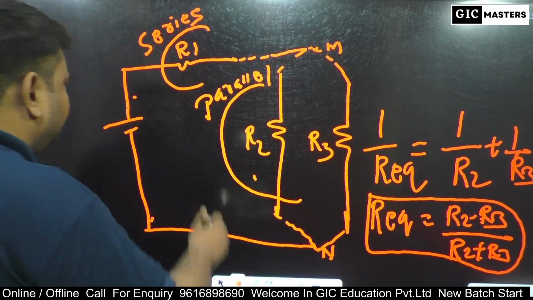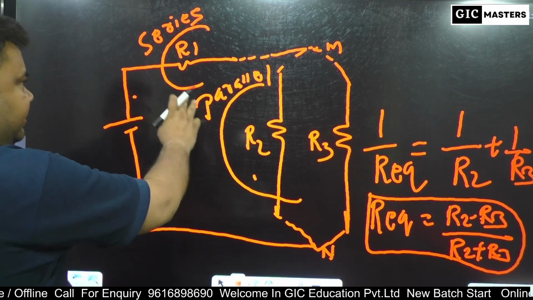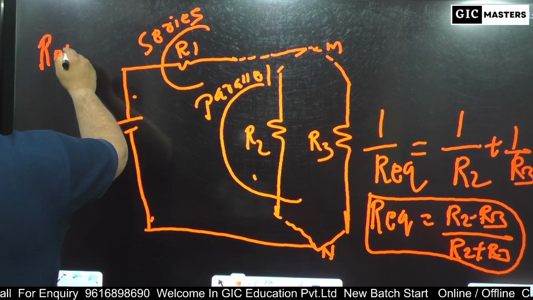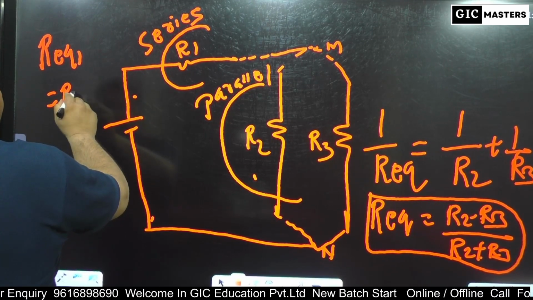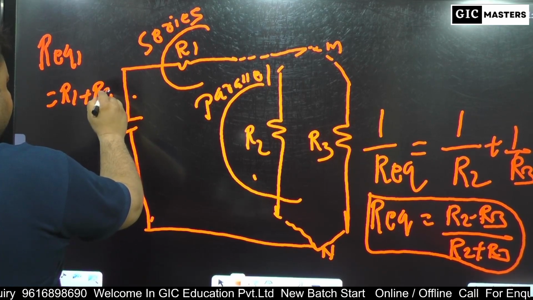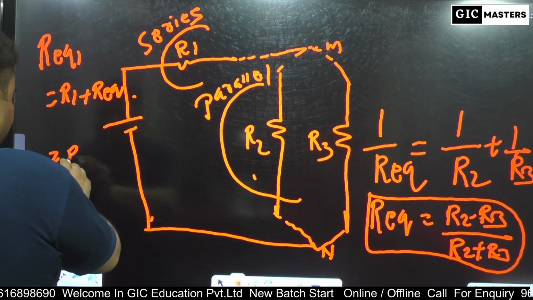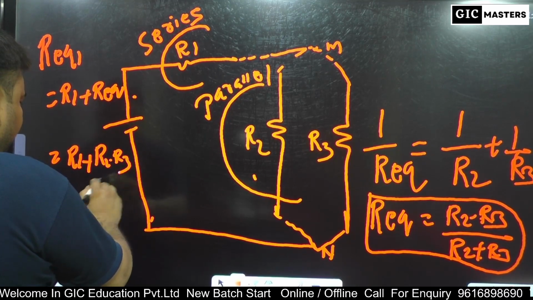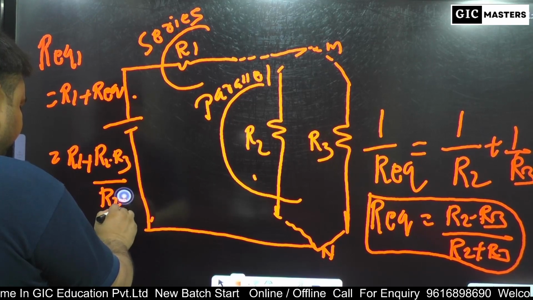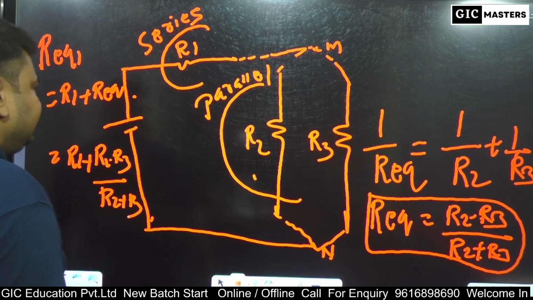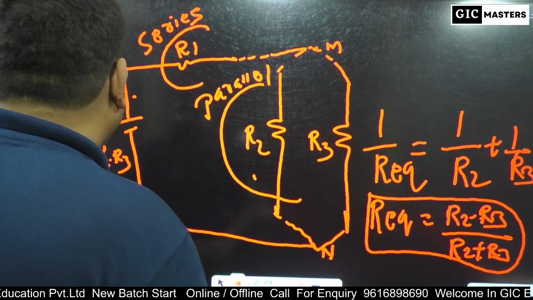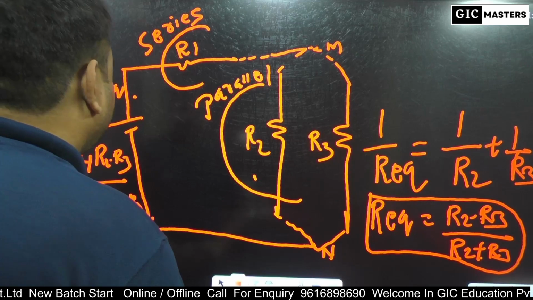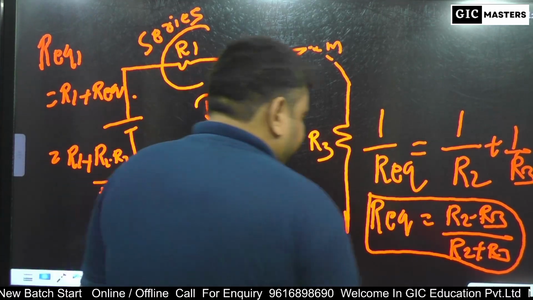So R1 is in series with R2 and R3. So R equivalent 1 equals R1 plus R equivalent. So R equivalent 1 equals R1 plus R2 R3 upon R2 plus R3. These are the final expressions for resistance in series parallel combinations.